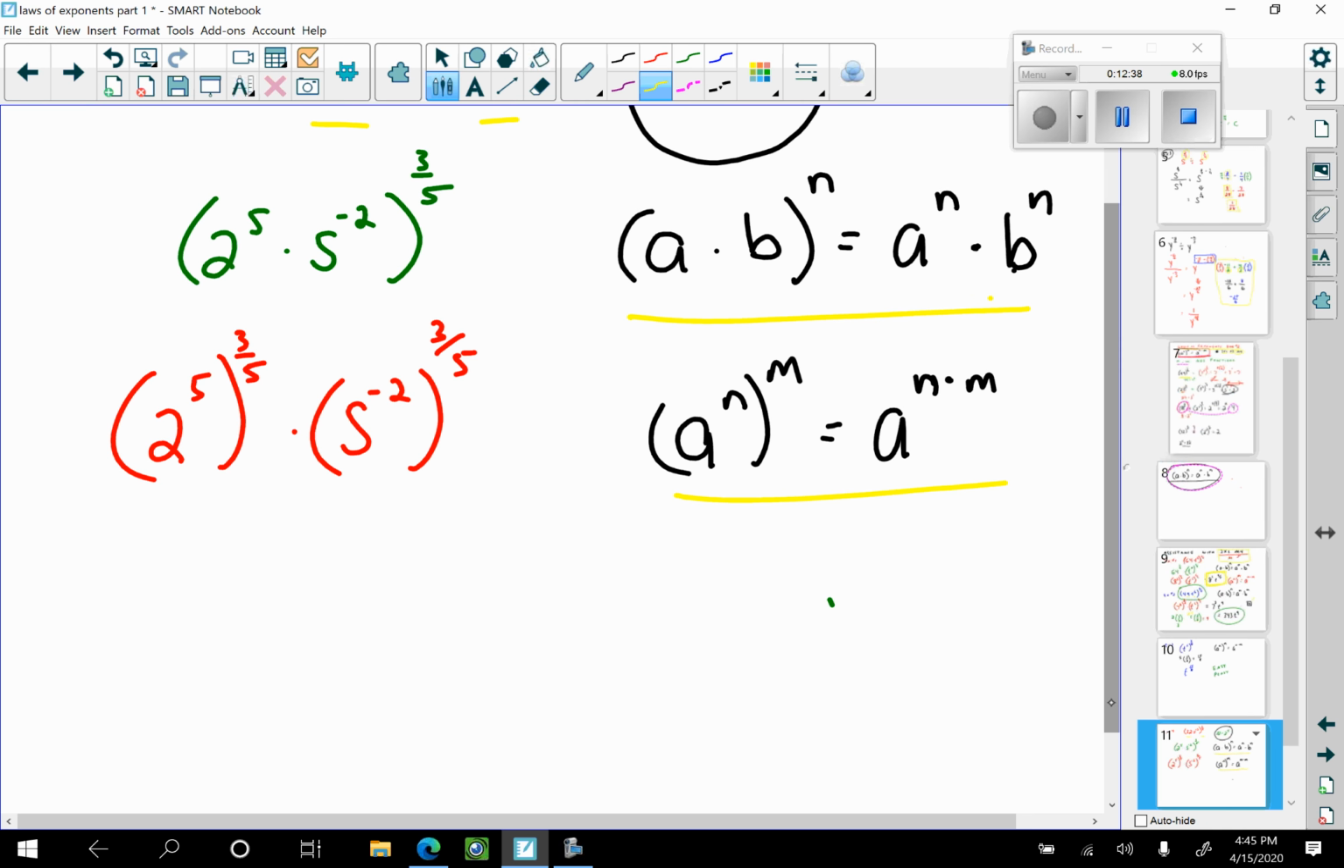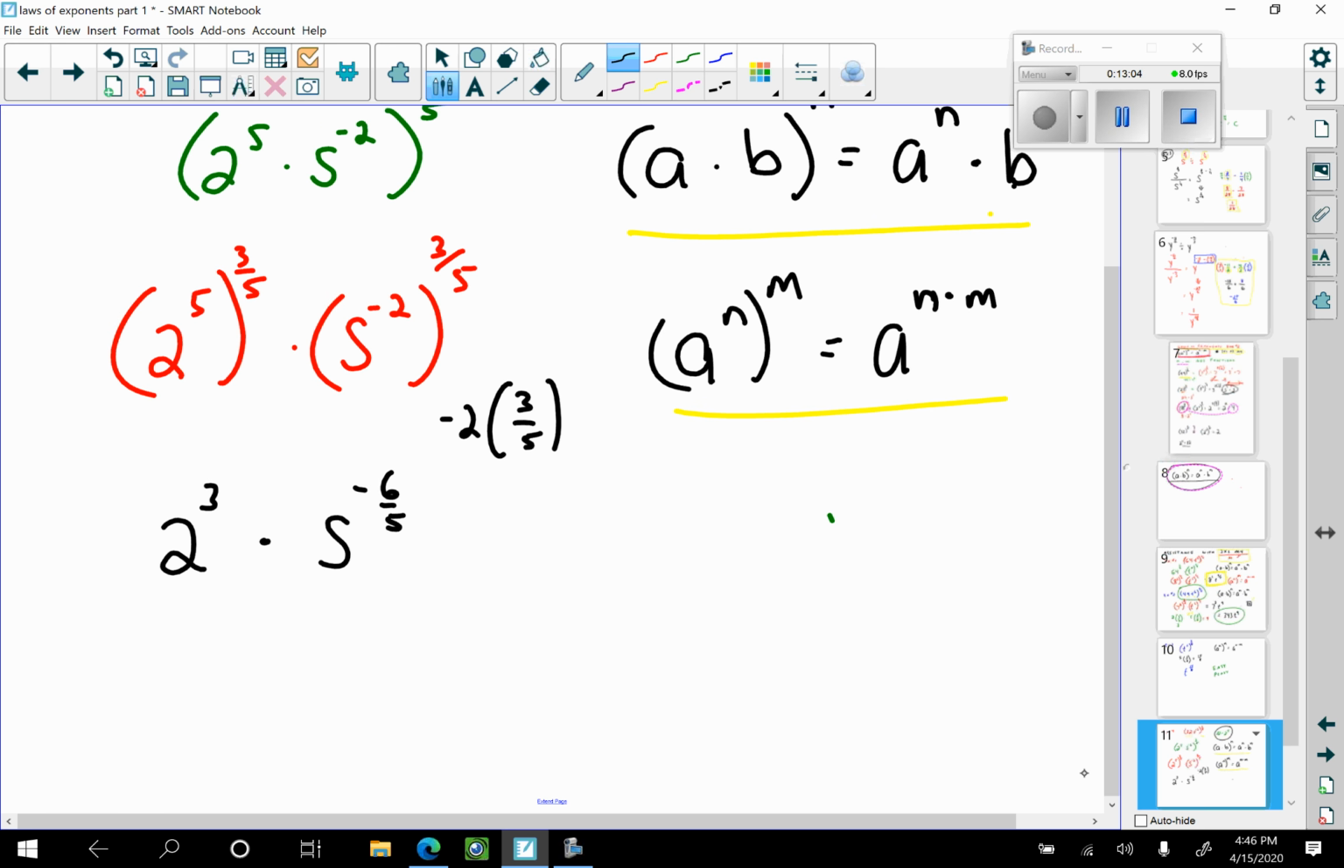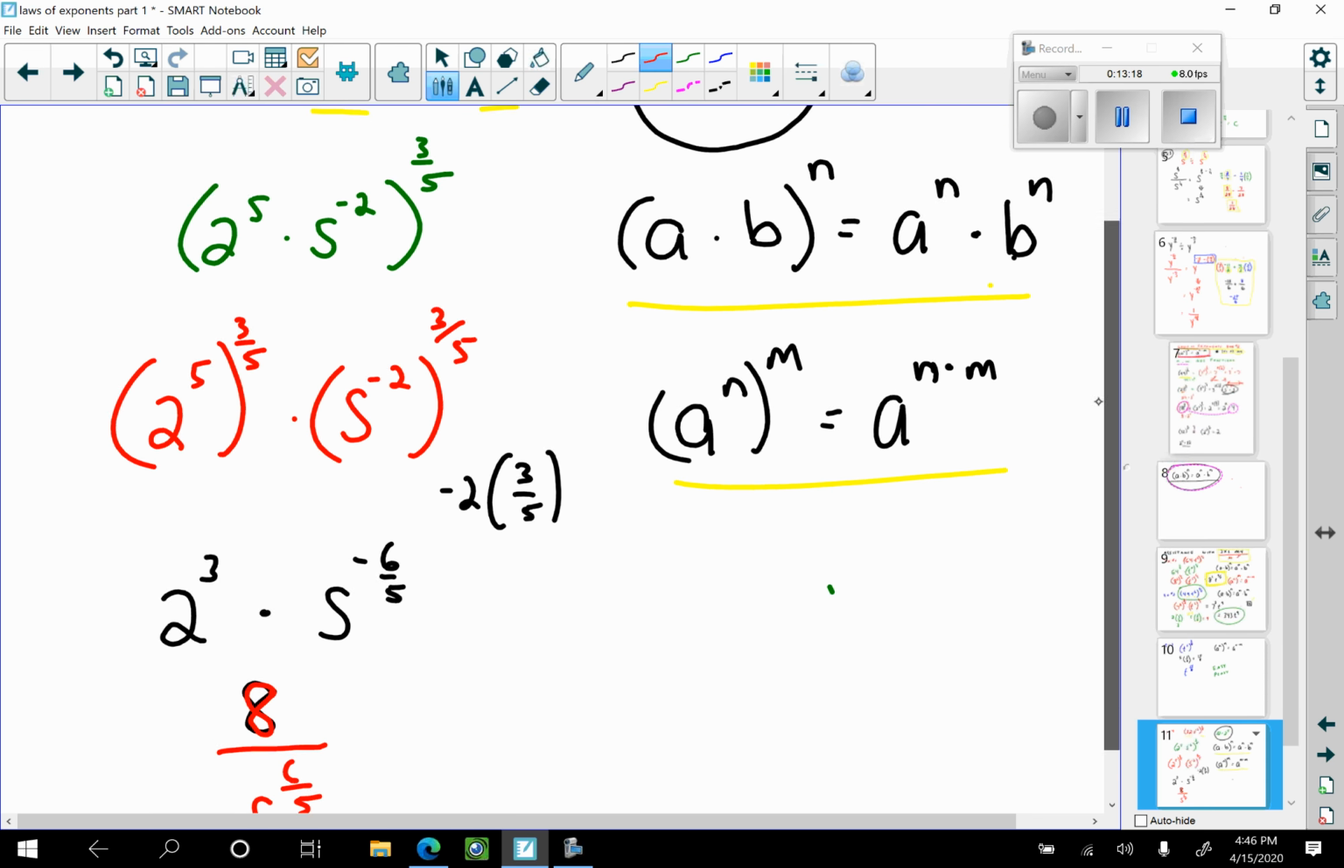Okay, so what do we got here? This is 2. What's 5 times 3/5? The 5's cancel, and that's just 3. And here I have s. What's negative 2 times 3/5? Oh, that's just negative 6/5. Now I don't want to leave this negative exponent on the s. So the final step: 2 cubed is going to be 8, and I'm going to take this factor and put it on the bottom. And that's going to be the final answer for this particular problem.